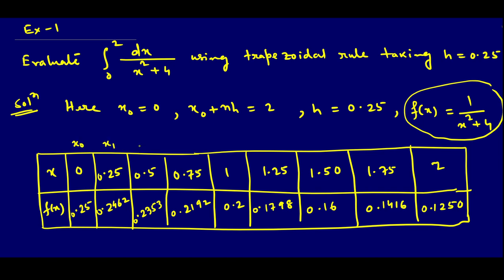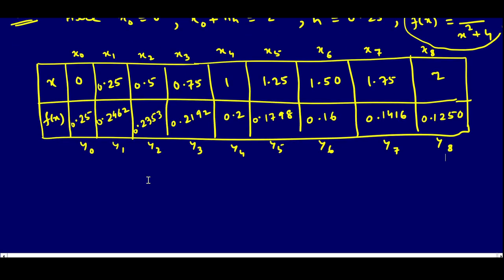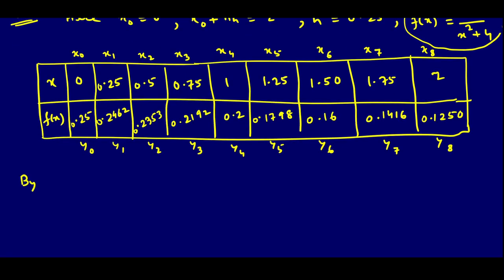So this number is x0, this is x1, or you can say x0 plus h, x2, x3, x4, x5, x6, x7, and x8. Similarly, these numbers are y0, y1, y2, y3, y4, y5, y6, y7, and y8. Since we have to use the trapezoidal rule, we simply write it by the trapezoidal rule. So what is the formula?